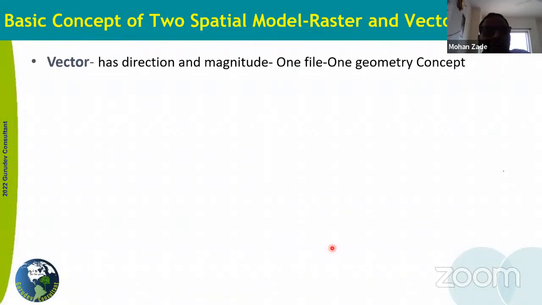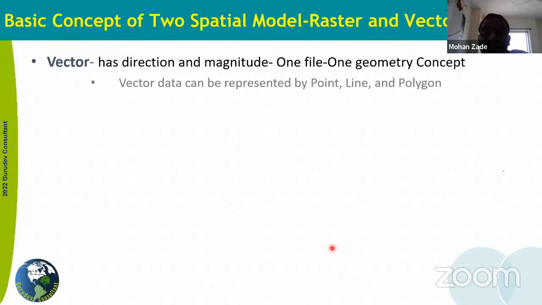Now, a little about that. A vector has a direction as well as magnitude. Always remember, it has a one-type geometry. So if you create a line geometry, you cannot store it as a point; it can accommodate only the line. If it is a point, then it can accommodate only the point. It will not accommodate a polygon or a line.